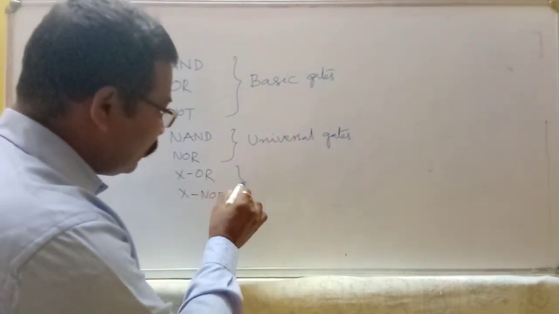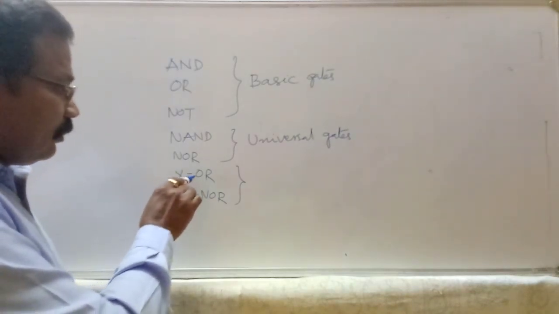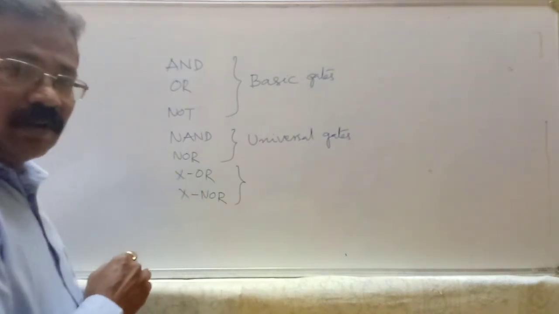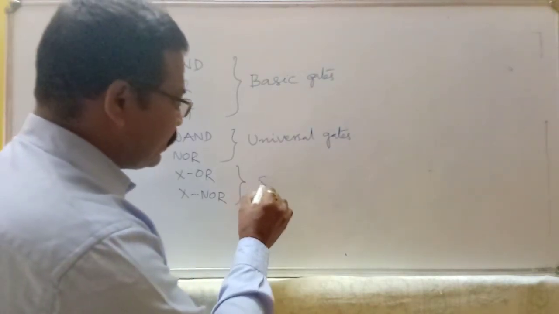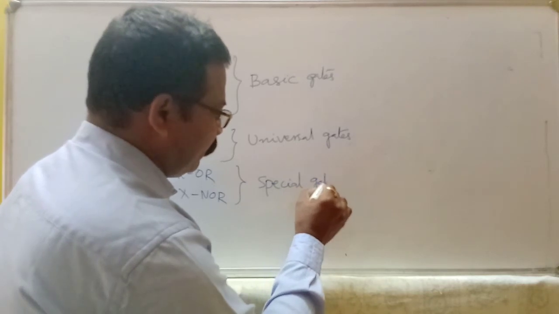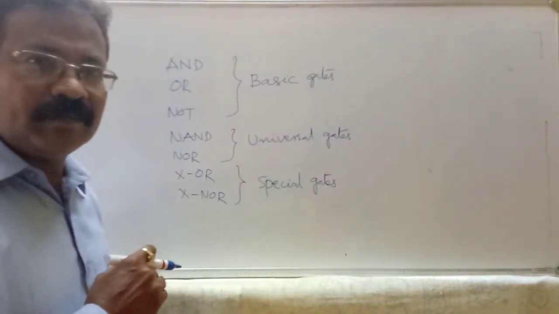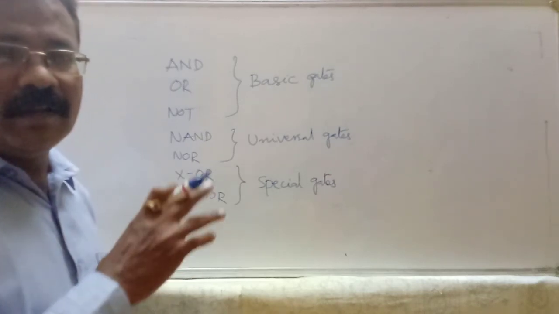And the last 2, the XOR gate and XNOR gate, are the special gates, and these are used in some applications. That is about the logic gates.